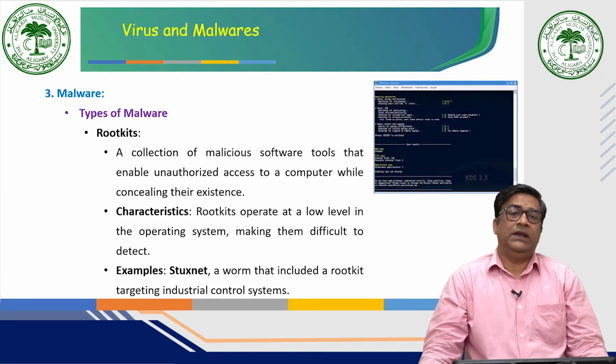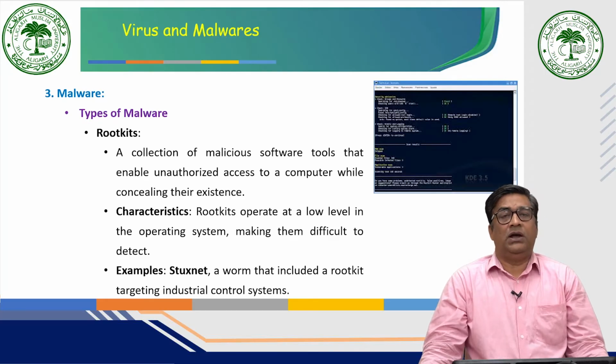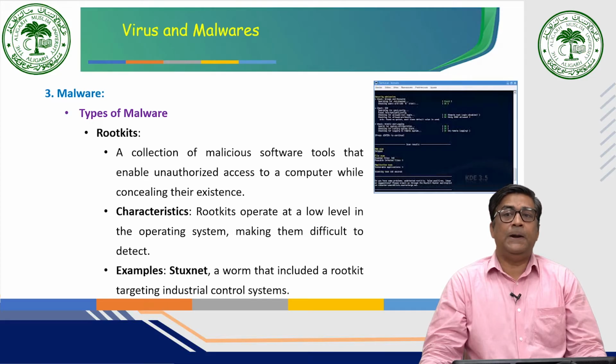Rootkits are basically another type of malware which poses significant threats to system integrity and security by allowing unauthorized access while remaining hidden from detection. A rootkit operates at a low level within the operating system, often modifying system files and processes to hide its presence. This behavior allows them to evade detection by traditional antivirus and security tools.